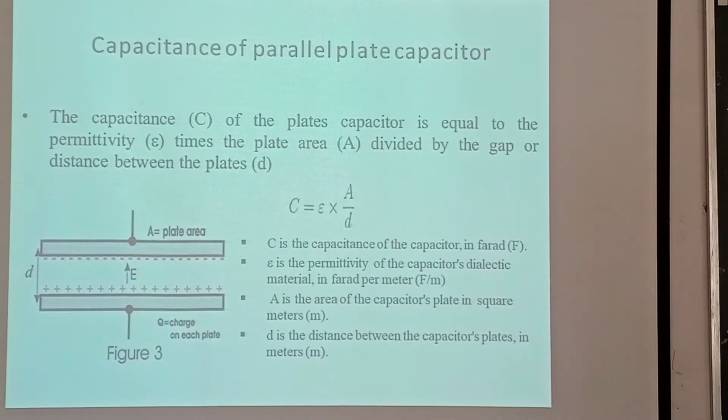Capacitance of a parallel plate capacitor. Here we have shown a parallel plate capacitor, where A is the area of the plate, D is the distance between these two plates, and E is the electric field, which always travels from positive to negative. The capacitance of the parallel plate capacitor is equal to the permittivity times the plate area divided by the distance between the two plates, where C is capacitance, epsilon is permittivity, A is the area of the plate, and D is the distance between these two plates.